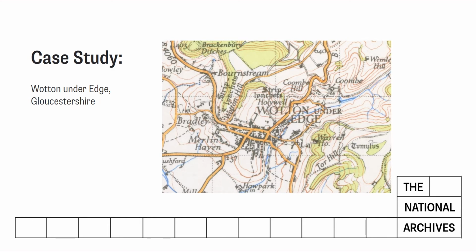I am going to talk you through the types of records held by the National Archives, which you might find useful or interesting if you're going to start a piece of local history research. And in order to do that, I'm going to use an example to illustrate the variety of records available based on the town of Wootton-under-Edge in Gloucestershire. Wootton is a small town located about halfway between Gloucester and Bristol and has its roots in the Anglo-Saxon period.